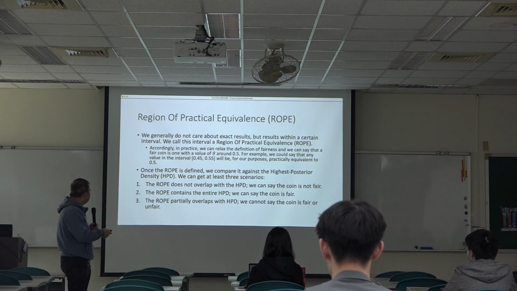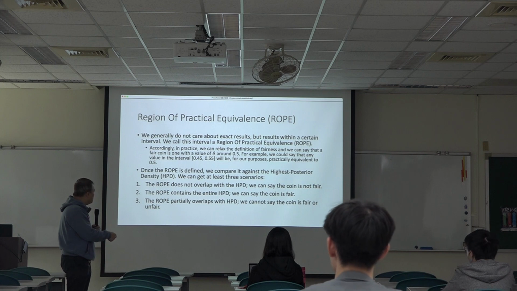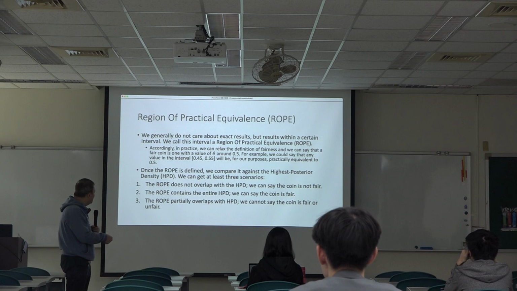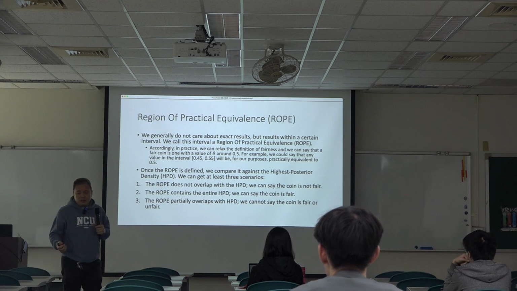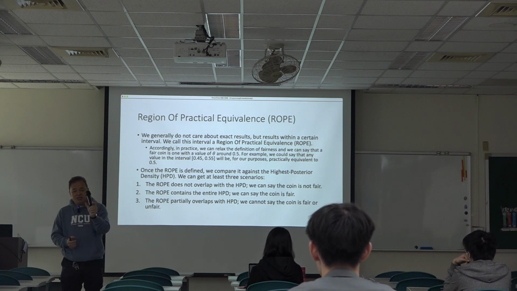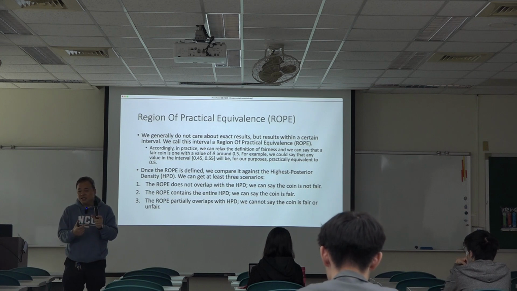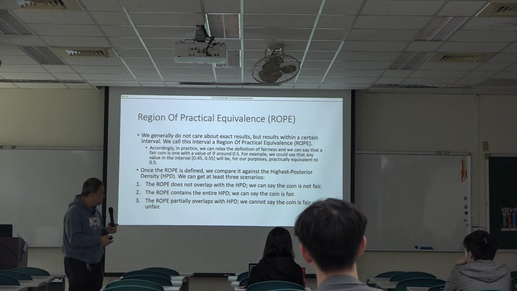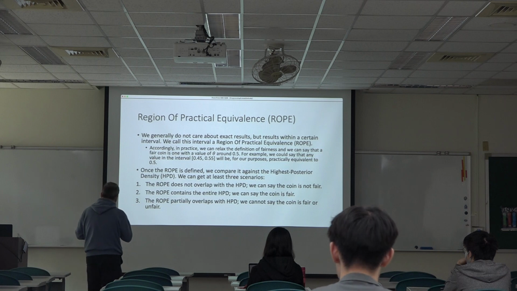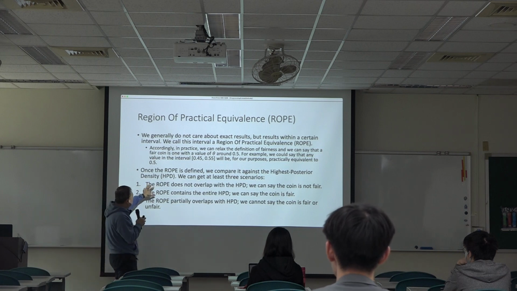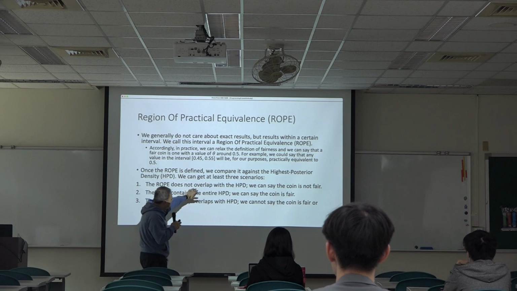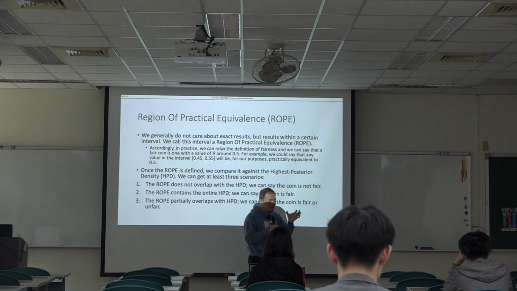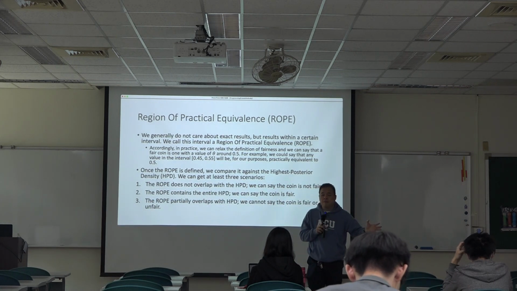So once the ROPE is defined, we compare this ROPE against the HPD. Obviously, because you are comparing an interval with another interval, there are 3 possible cases. It's no longer just 2 cases, because it's no longer a point consideration. The first case is the ROPE does not overlap with the HPD, or it's completely outside of the HPD.